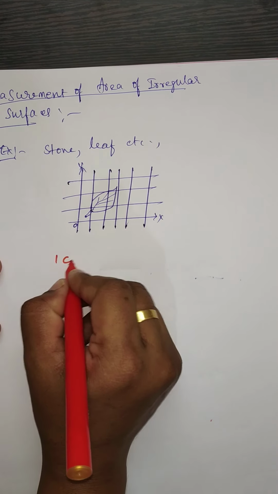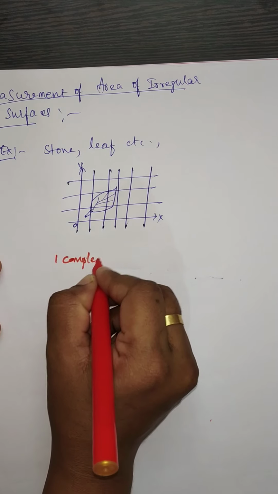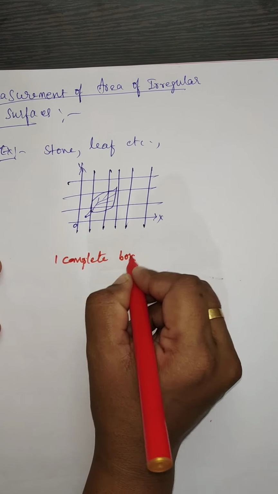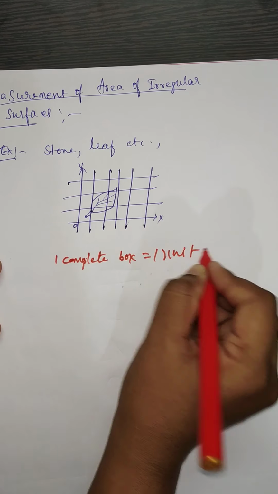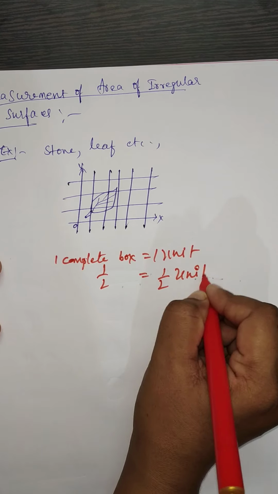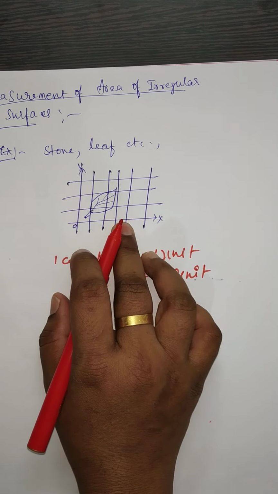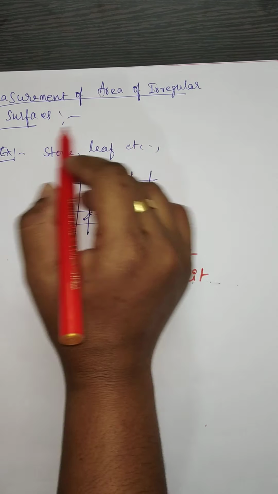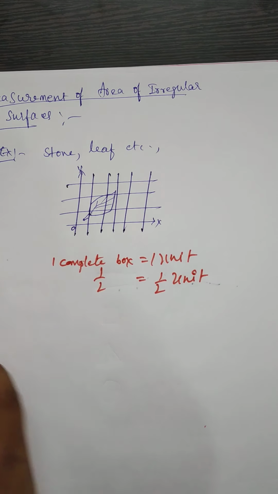One complete unit, this box, one complete box is equal to 1 unit. If it is half filled, this is equal to half unit. Like this, by using the graph paper, we used to measure the area of irregular surfaces or irregular bodies.